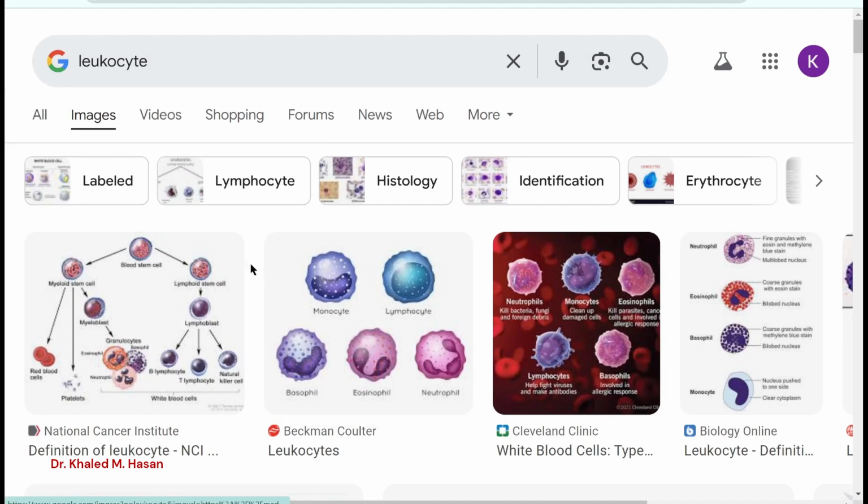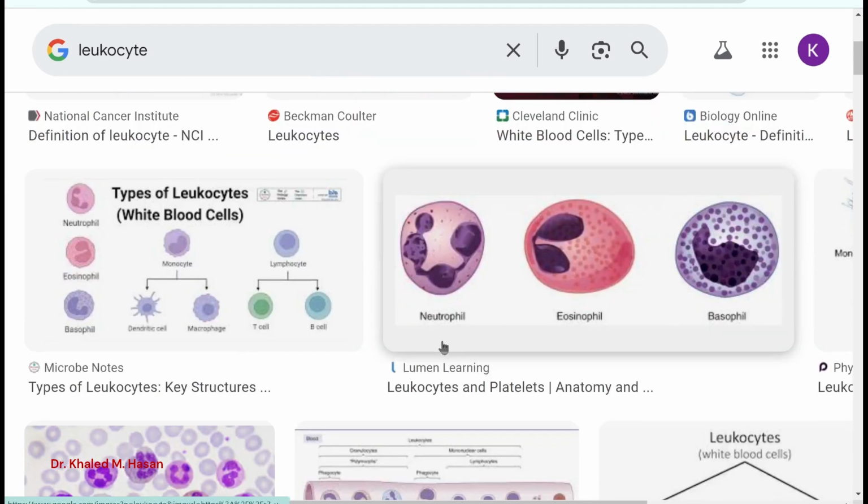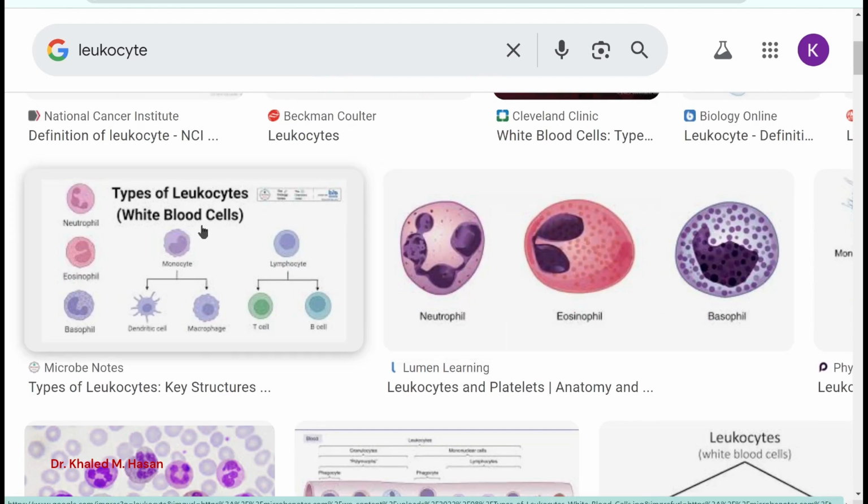With leukocyte we talk about white blood cells, and you can see here we have several types of white blood cells. We have monocyte, lymphocyte, basophil, eosinophil, and several types, as you can see, that are referred to as leukocyte. We have several types of leukocyte.